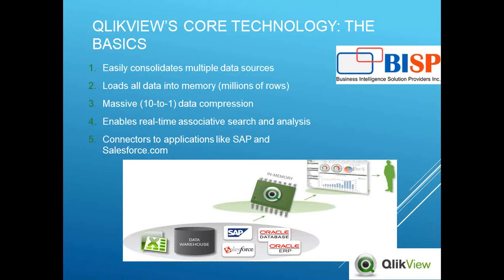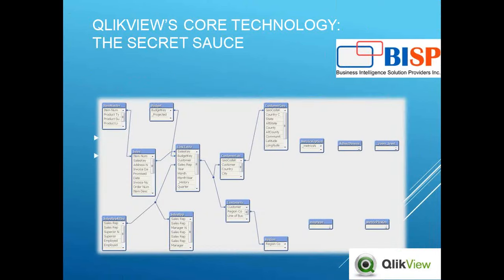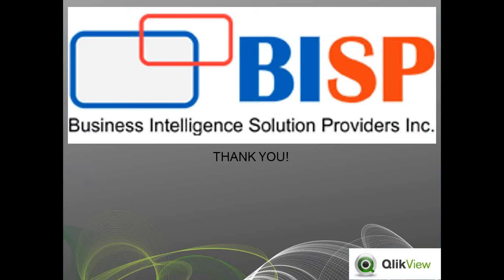QlikView basically depends upon the RAM. As I said, it's an in-memory tool. What happens in an in-memory tool is that the data you load into QlikView, the millions of rows, those rows are loaded into RAM so that retrieval will be faster. This is how we are going to design data modeling, and we will see that. If there are any questions, please let me know. Otherwise, I will show you a live demo of how exactly QlikView looks.